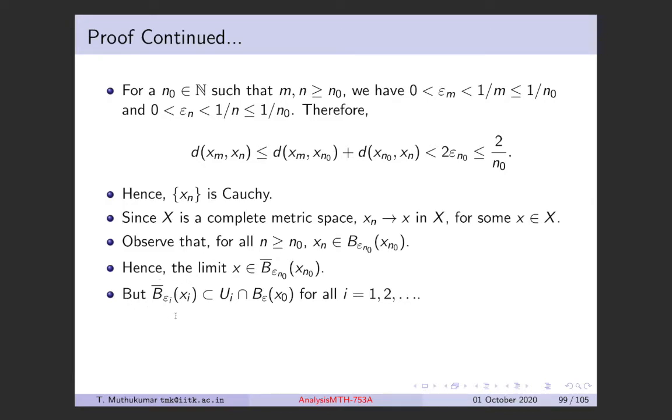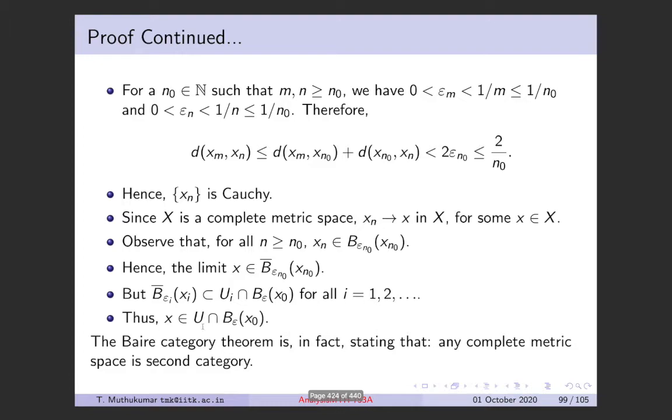But this closed ball for each i is contained in U_i intersection B(epsilon, x naught). This is by our construction. This is true for all i, because this is the first ball, right? So this is true for all i. So therefore, if you do the intersection, x belongs to U intersection B(epsilon, x naught), intersection of all these, right? So this is the proof of that result. By this we have shown that U is dense in the capital X.